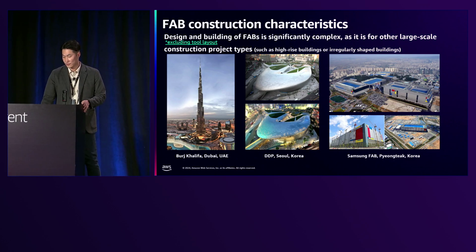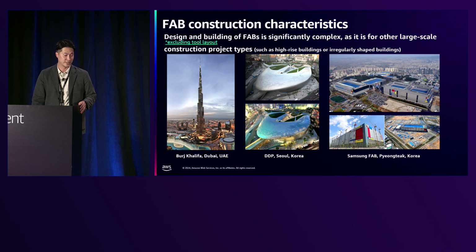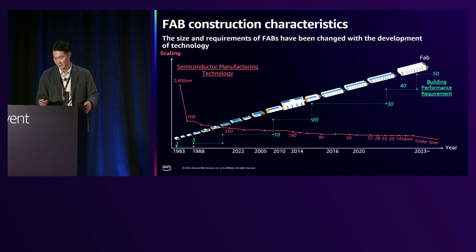the design and construction of fabs are among the most complex types of large-scale construction projects. Iconic structures like Burj Khalifa in Dubai and irregularly shaped buildings like Dongdaemun Design Plaza in Seoul are known for being very difficult to design and build. Only a small number of architectural and construction companies have the skills to complete such projects. In the same way, fabs are very complex to design and build because of many challenging factors.